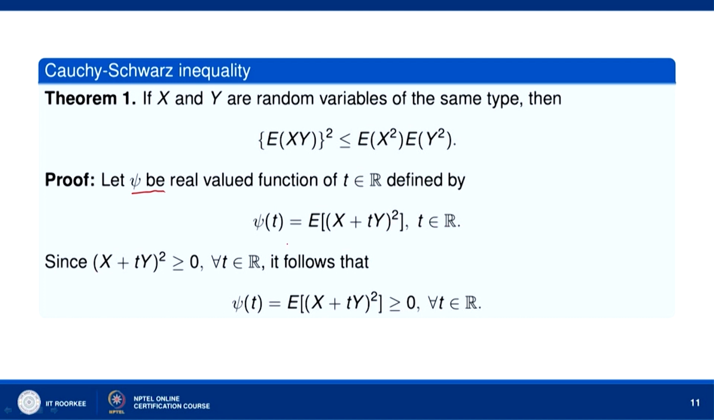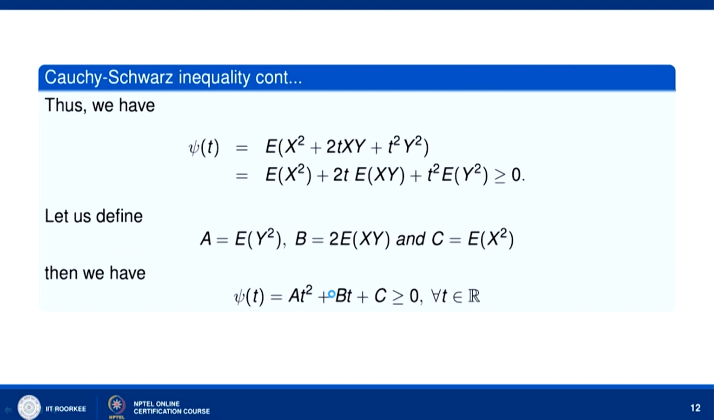Now, x plus t y whole square is greater than or equal to 0 for every value of t belonging to R. Therefore, it follows that psi t is also a non-negative function of t. Psi t equal to expectation of x plus t y whole square is also greater than or equal to 0 for every value of t belonging to R. And therefore, we can write psi t as equal to expectation of x square plus 2 t x y plus t square y square. And this is equal to expectation of x square plus 2 t times expectation of x y plus t square times expectation of y square, which is greater than or equal to 0.